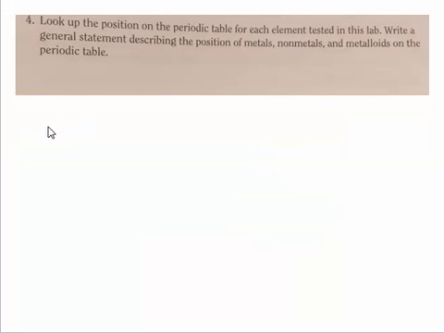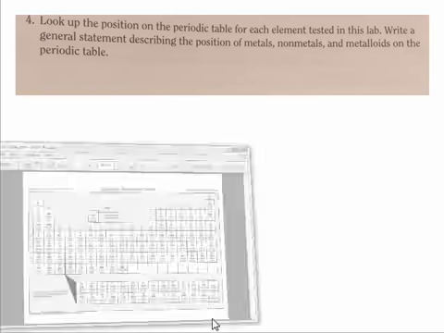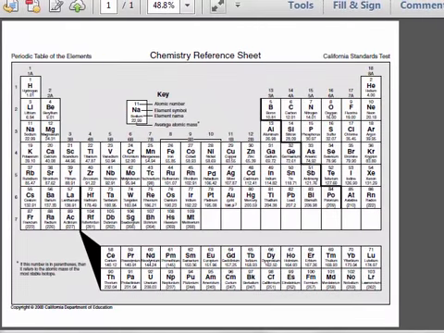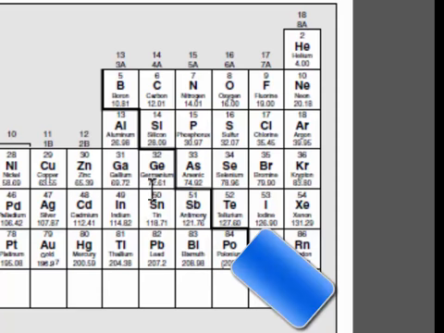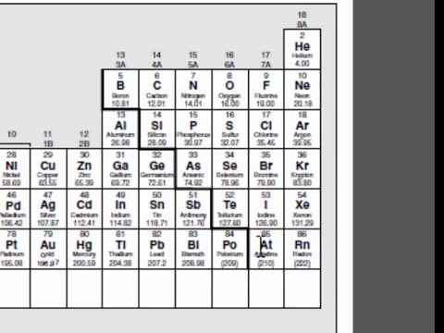In number 4, it says look up the position on the periodic table for each element tested in this lab. Write a general statement describing the position of the metals, nonmetals, and metalloids on the periodic table. So once you have organized them, you take out your periodic table and you say, okay, here's magnesium, here's my zinc, here's my tin, here's my aluminum. Those all have certain characteristics. Where are they on the periodic table? Here's my carbon, here's my sulfur, right? Where are they on the periodic table? And then notice there's this dark stair step shown here. And there's one of the elements that you found. It's the borderline element, sits on this stair step. That's how you're going to tell between one side of the periodic table and the other.